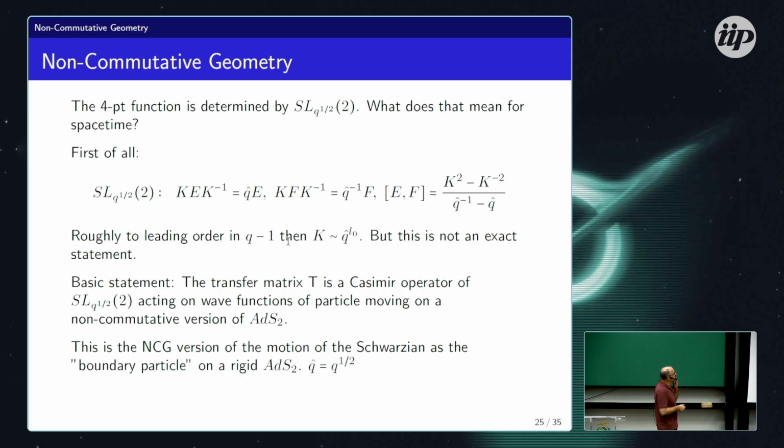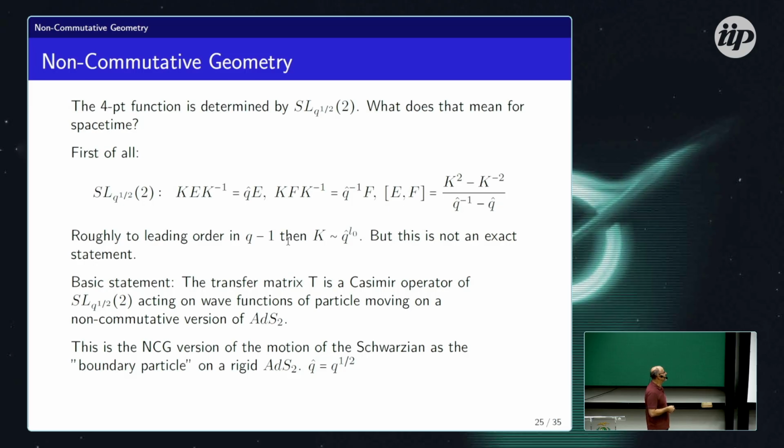And so the basic statement is the following. We know that the boundary particle in SYK is the following thing. Choose a point, look at all trajectories that start and end in that point, and give them some weight. Since all of this is SL2 invariant, the weight that you give is just given by the Casimir of the representation. So instead of looking at trajectories, you look at wave functions. The wave functions transform under SL2, and you propagate them with the Hamiltonian, which is the Casimir of that representation. That statement is true here.